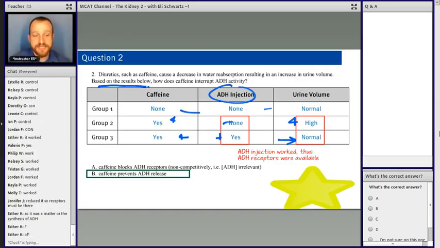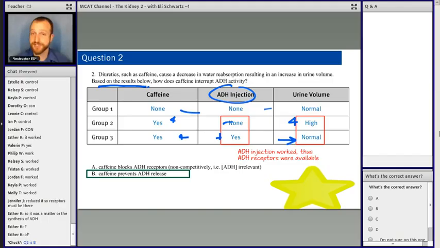Now, in this experiment, it was a problem with the release. So caffeine blocks ADH release, so ADH never got out there in the first place. Now, we don't necessarily have to know what mechanism it used to block, what else was a cofactor for the blocking. None of that stuff is related at all to this particular answer. It's really just, apparently, caffeine blocks ADH release due to this experiment.